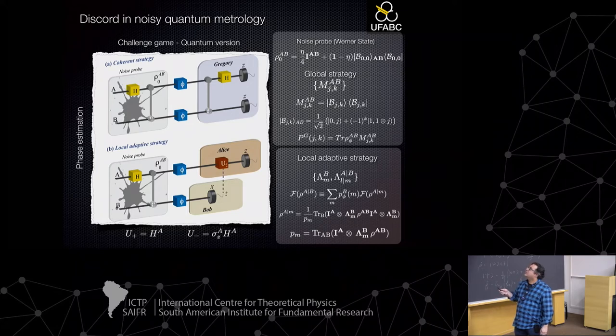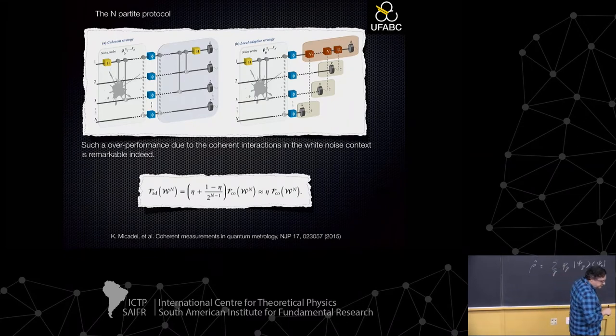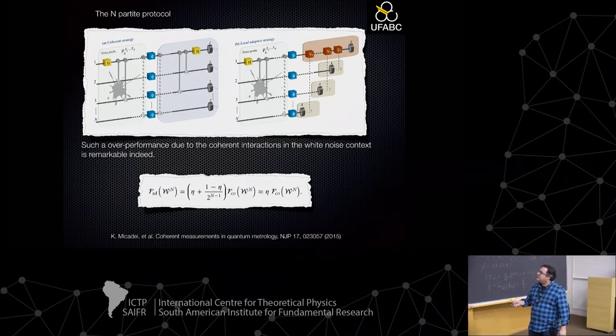So this is also about the role of this coherent operation in the readouts. We have a state like this, the Werner state, where eta is now the amount of noise, the amount of white noise that I have in the state. When we do the calculations with this Werner state, we get that the performance of the adaptive protocol, this is the Fisher information for the adaptive protocol, for a large number of qubits will be approximately this. So this is the amount of noise that we have.